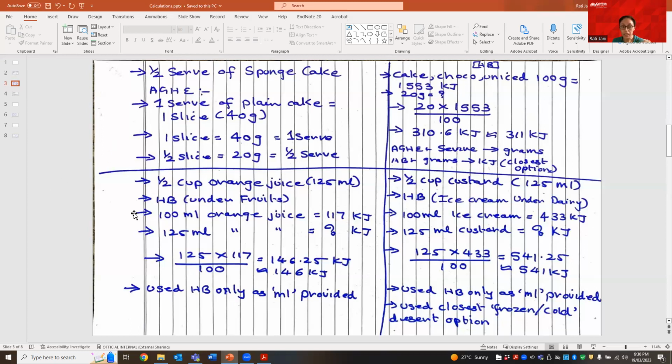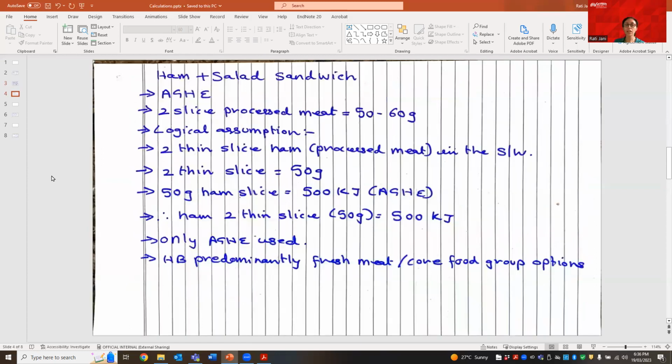I hope these summary tips at the end help you understand what sort of logic you can apply when certain foods are presented to you. Now we take the final example. In your patient's recall, it is only written that the patient had a ham and salad sandwich.